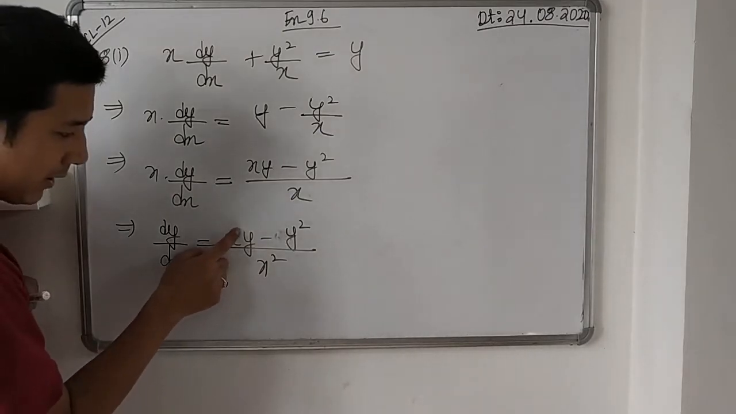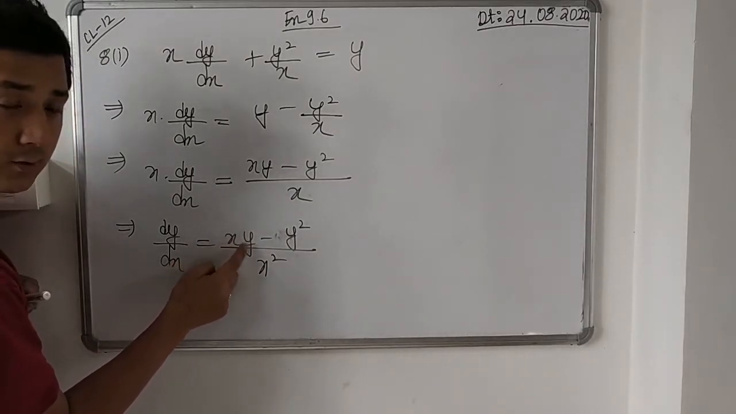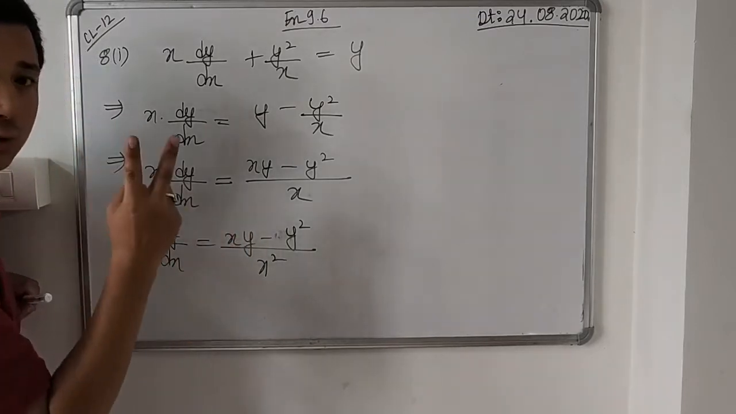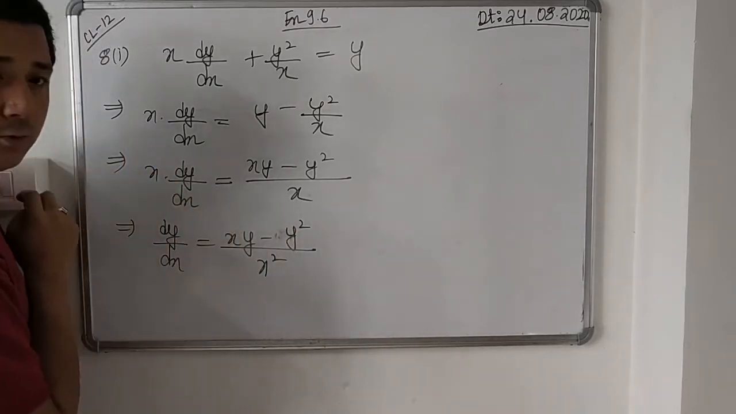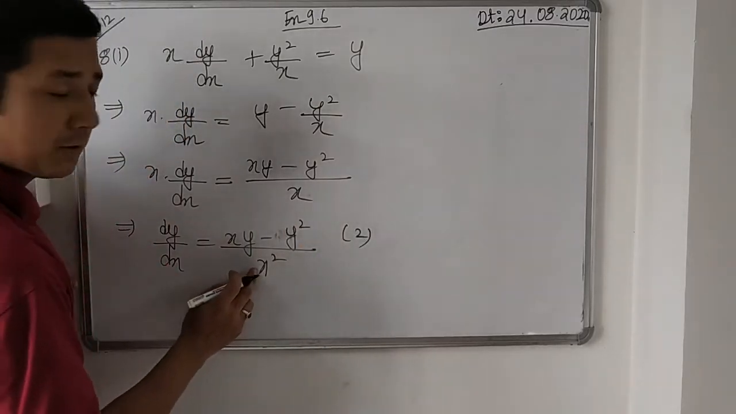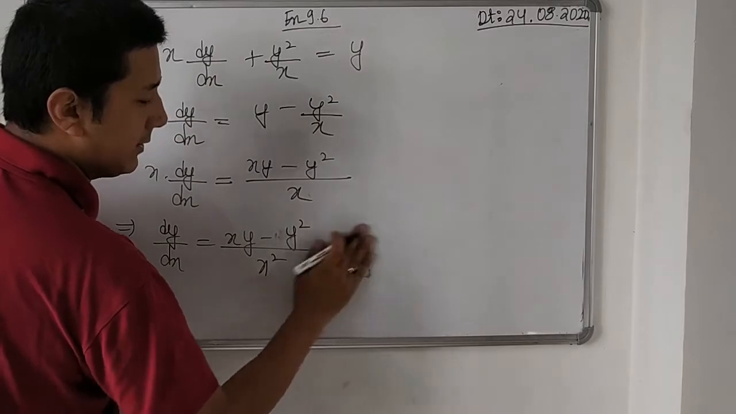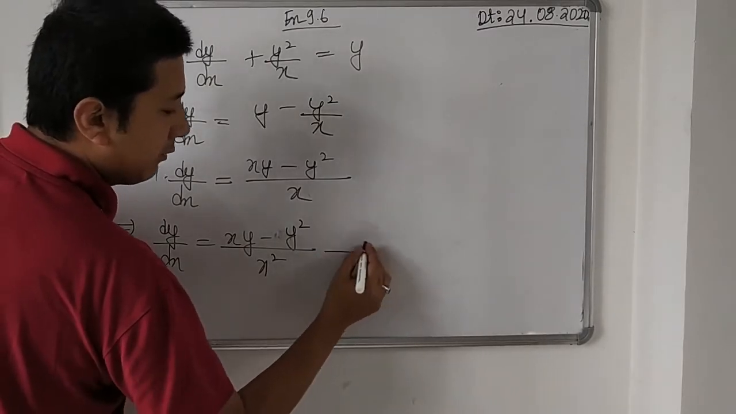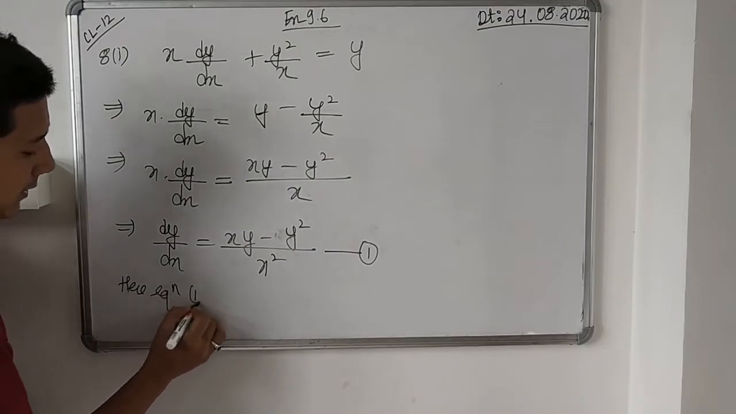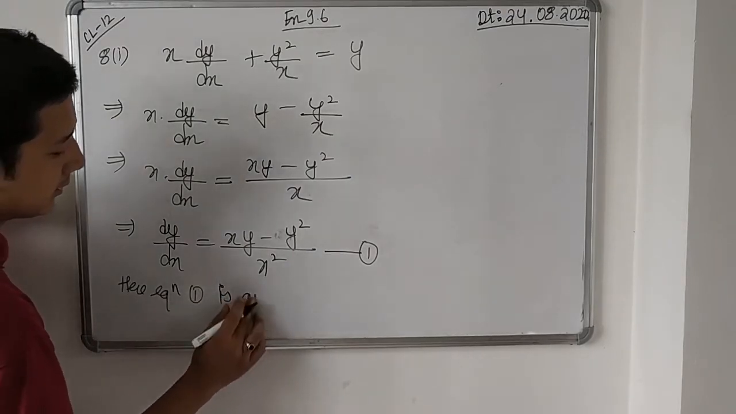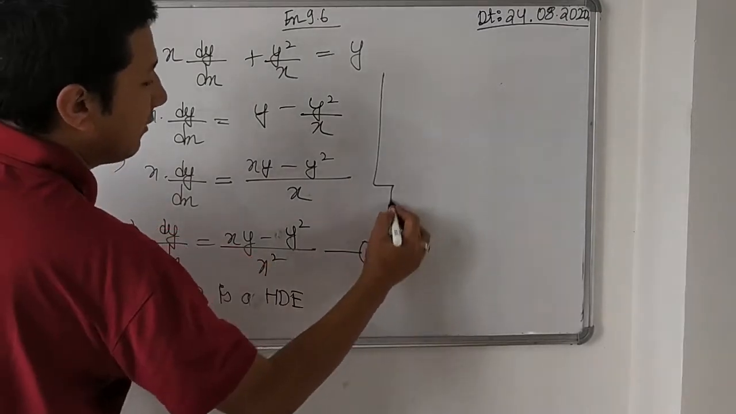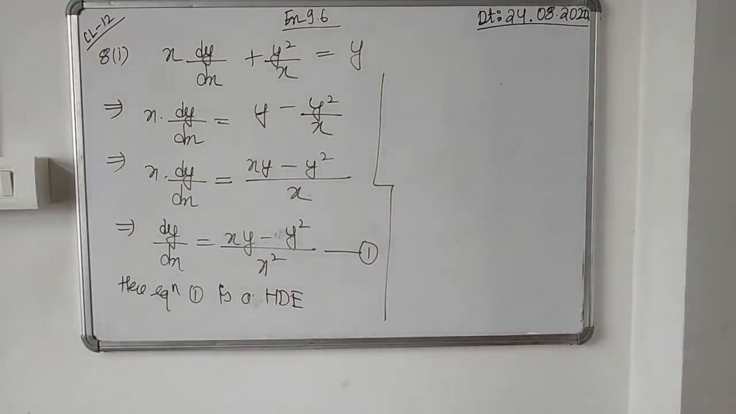In xy, there is multiplication, so I have to add the powers. x to the 1, y to the 1, so what is the power? It is 2. Minus y square, the power is already 2, so the power in the numerator is 2, and the power in the denominator is also 2. So let's keep it as equation 1. Here equation 1 is a homogeneous differential equation. So we have identified, yes, it is an HDE.